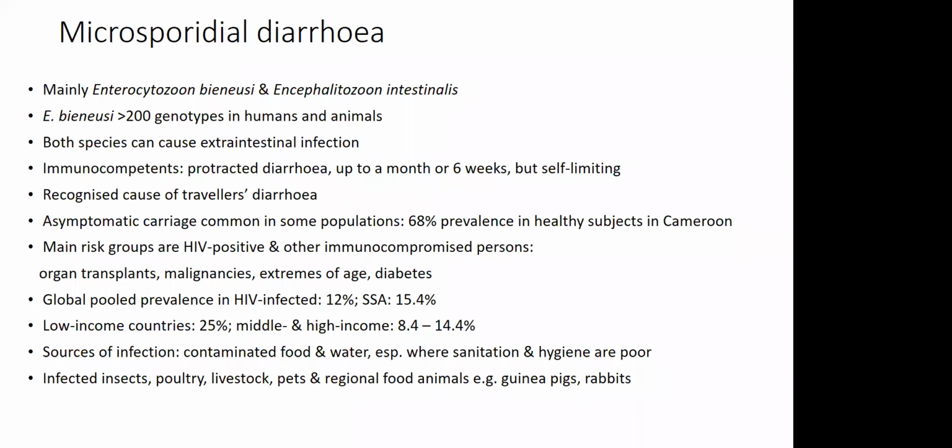Sources of infection of these organisms: it's very likely that food and particularly water play an important role, particularly where sanitation and hygiene are poor, hence the association with lower income countries and to some extent with travelers' diarrhea. Where do these contaminants come from? Well, they come from infected hosts like insects, poultry, livestock, pets, and various food animals.